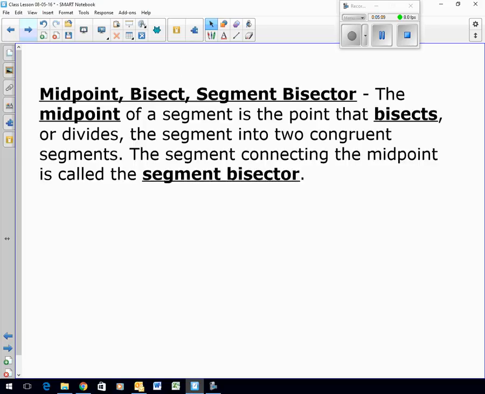All right, here we go. Now we got the good stuff coming our way. Midpoint, bisect and segment bisector. Woo! The midpoint of a segment, when it says segment, it's the line segment. Okay? The midpoint of a segment is the point that bisects or divides the segment into two congruent segments.